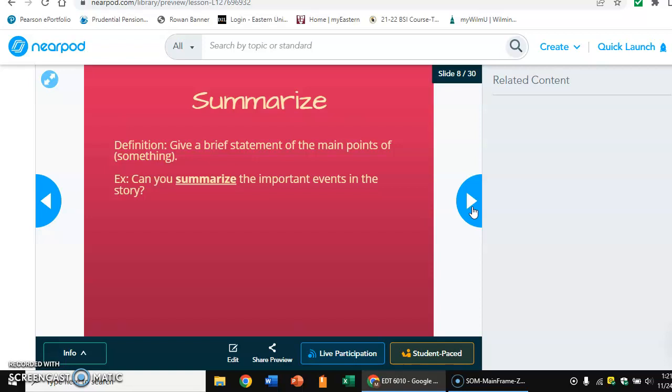For example, some of you might watch a movie or read a book. If you go to the back of the book, there's a brief summary of what the book is going to be about. If you're watching a movie, you can go on websites that will tell you a brief synopsis or summary of what the movie is about, just highlighting key points. An example of using summarize in a sentence is, can you summarize the important events in the story? Which we'll do later in the week once we read the story.